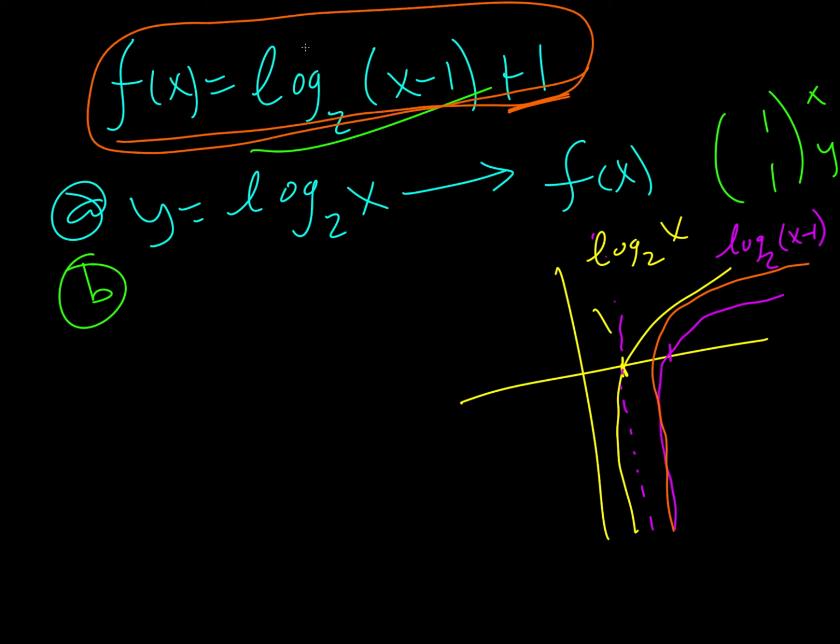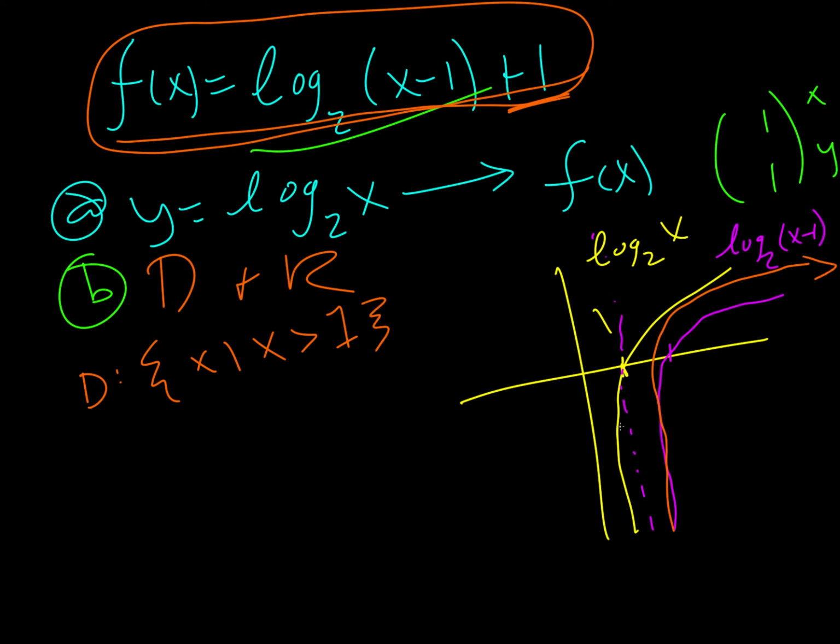Okay, part B asks us to find the domain and range. We can do that from the graph. We know we have an asymptote at 1, so our domain is going to be x greater than 1, because it's going to go all the way to the right, but it will never touch 1. It will just get infinitely close to 1.